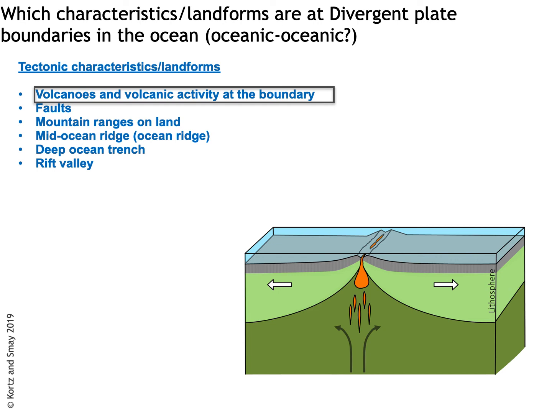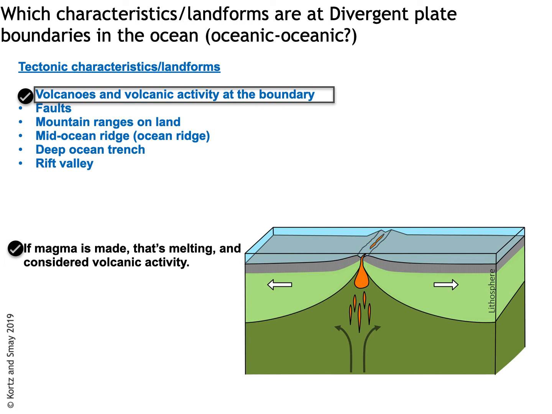So let's take a look first at volcanoes and volcanic activity, and a reminder, if magma is being made, that's melting, and that is considered volcanic activity. So our volcanoes or our volcanic activity, since we might not actually see big volcanic landforms, is occurring basically directly along the plate boundary, right in the confines of the mid-ocean ridge here.